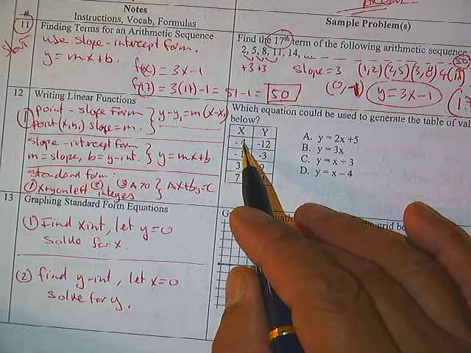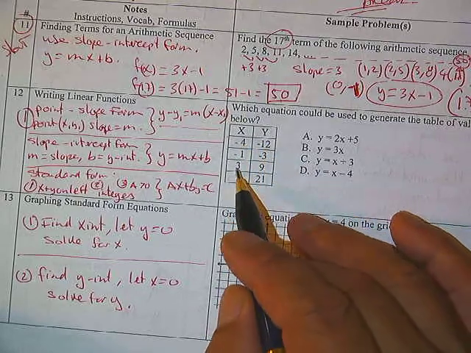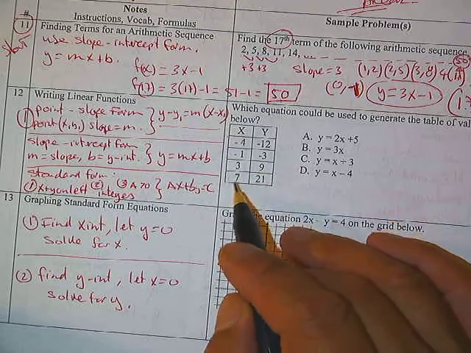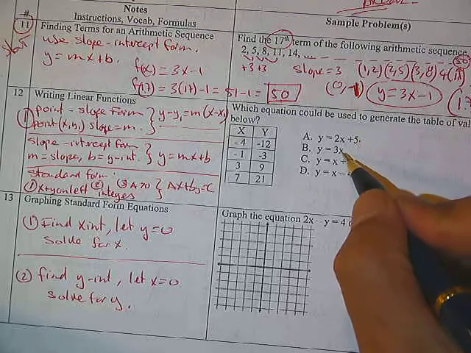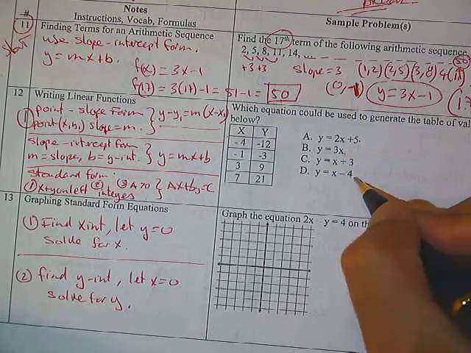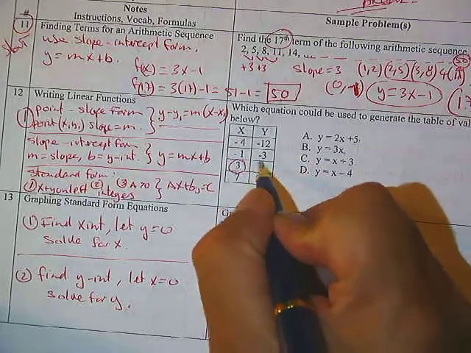Now they want to know which function can be used to generate the table of values below. If x is negative 4, y has to be negative 12. If x is negative 1, y has to be negative 3. If x is 3, y is 9. If x is 7, y is 21. So you can make a table for this, and a table for this, and a table for this, and a table for this, and then see which one matches.